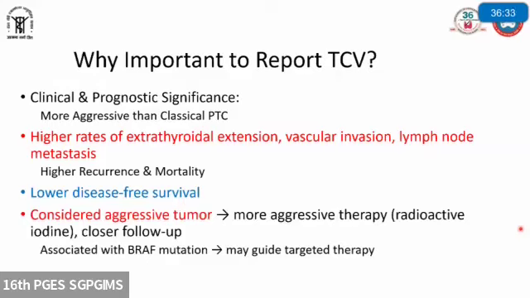Considering this, more aggressive therapy for the tumor in the form of radioactive iodine and closer follow-up is advised in these tumors. These tumors are usually associated with BRAF mutations, which may guide targeted therapy in tall cell variant of PTC cases.